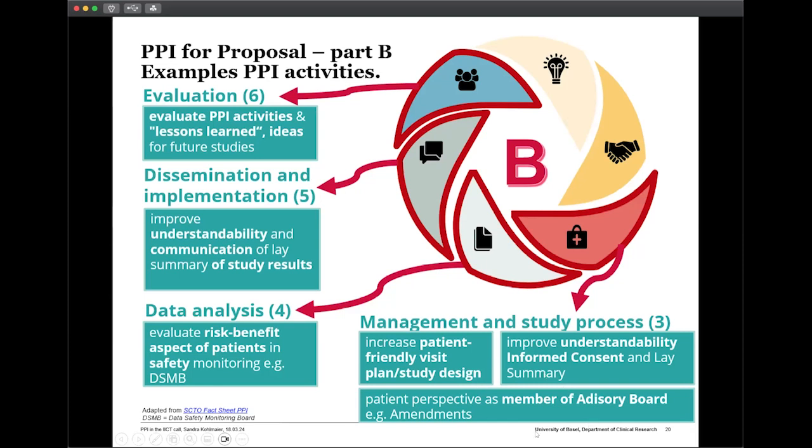You might think of having PPI contributors in an advisory board of the study. And for the data analysis, one example might be that they are members of the data safety monitoring board and give the view of the patients on the safety signals that are coming in during the trial. Also for the evaluation and dissemination, there are a lot of activities that can be planned and will bring very helpful and additional insights from the patients for your trial. For example, the communication of your study results in a lay summary that is really understandable for the public.